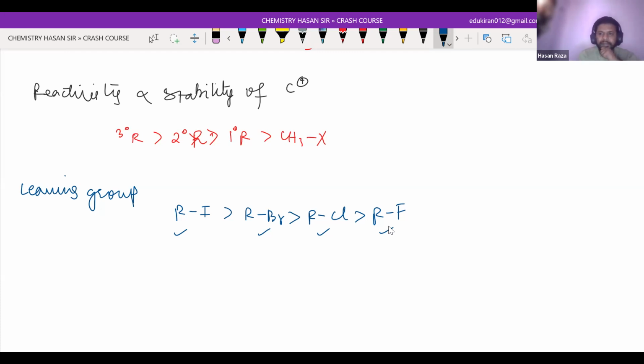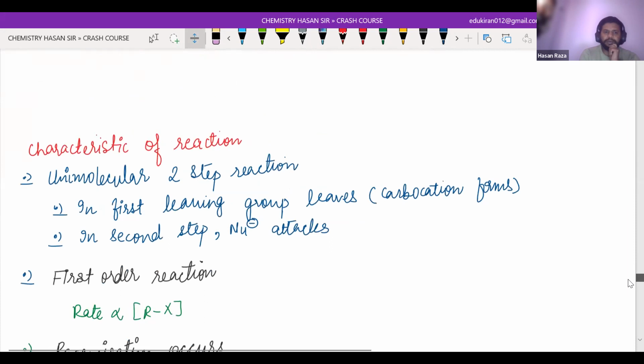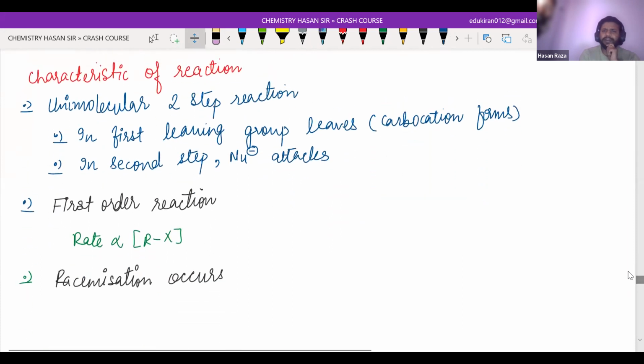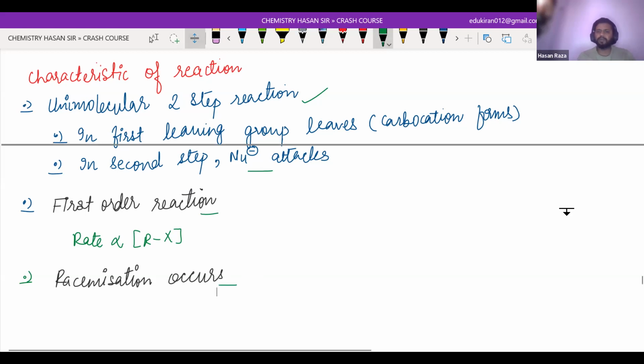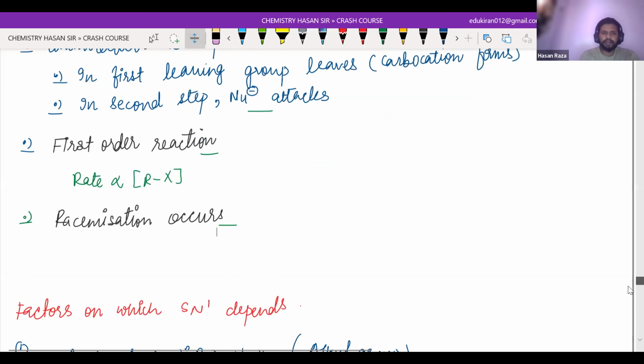Yes, sir. Okay. Can I change the slide? Yes, sir. Now I have written here the same thing that I told you. Characteristic of the reaction: unimolecular, two-step reaction. First step, the leaving group leaves, that means X minus. In the second step, the nucleophile attacks. First order reaction it is, and racemization. Okay. So this was the SN1.